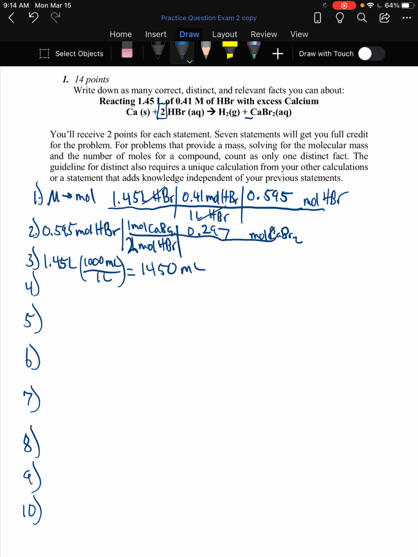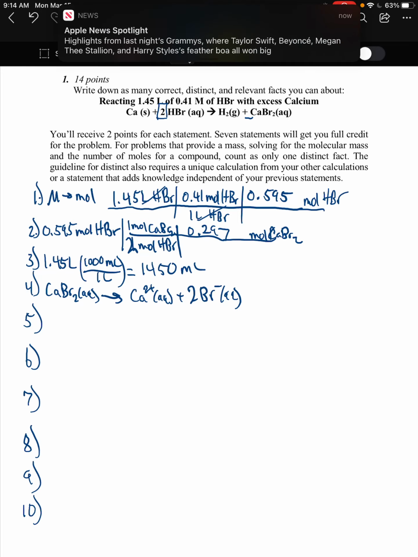Okay, what's another thing that we can do? So I know that aqueous solutions are ionic compounds that can be separated into their constituent ions. So I can take this calcium bromide solution, which is aqueous, and I know that that separates out into the constituent ions. So this makes calcium 2 plus and 2 bromide ions. Now, you couldn't do this also for HBr and get credit, because it wouldn't be a distinct and relevant fact. It would be basically the exact same concept. But if you do this for one of the molecules, this is a totally reasonable statement.